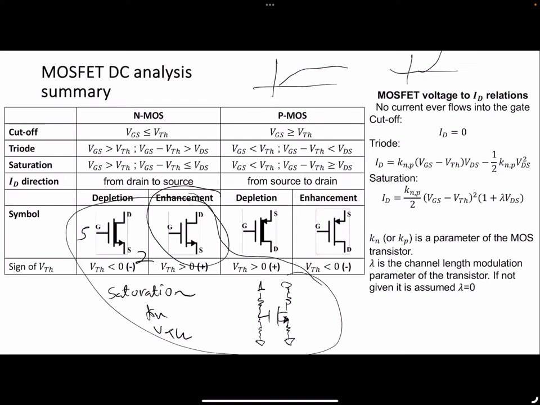Triode, saturation, VGS minus V threshold equals VDS. And for this to be activated, VGS has to be greater than V threshold. You should know that this has VGS on the x-axis and ID, and this has VDS on the x-axis and ID. So just know those 4 things.